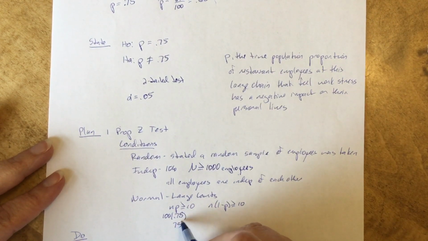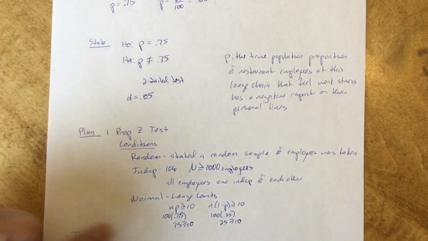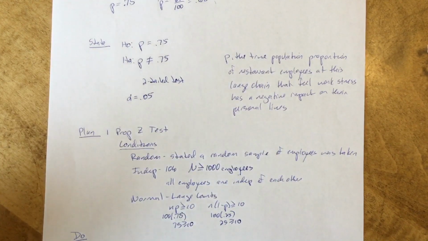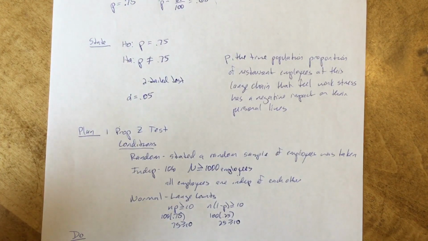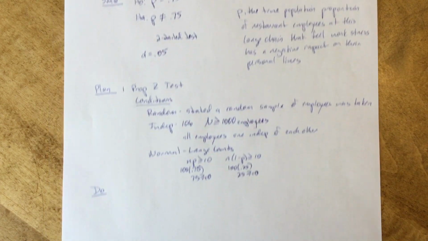Okay. So obviously 75 is greater than 10, and then 1 minus p, 25, is greater than 10. So normal. Our large counts condition is satisfied. We can throw this on a normal curve, which is what we're about to do. Okay, conditions are good. All right, so let's do the do.